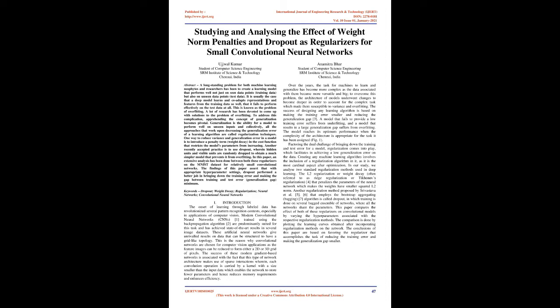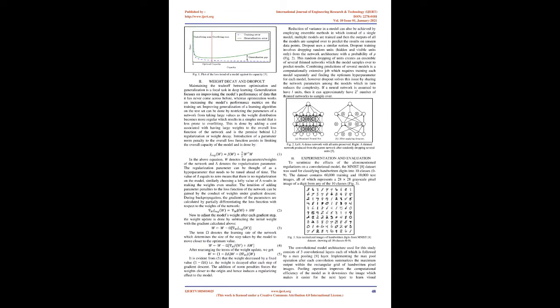The success of these modern gradient-based networks is associated with the fact that this type of network architecture makes use of sparse interactions, wherein each convolution operation is carried by a kernel with a size smaller than the input data, which enables the network to store fewer parameters and hence reduces memory requirements and enhances efficiency. Over the years, the task for machines to learn and generalize has become more complex as the data associated with them became more versatile and big.